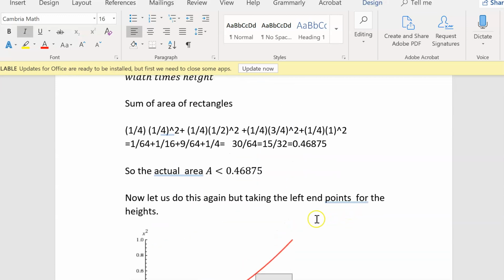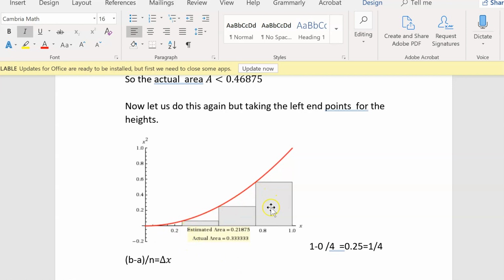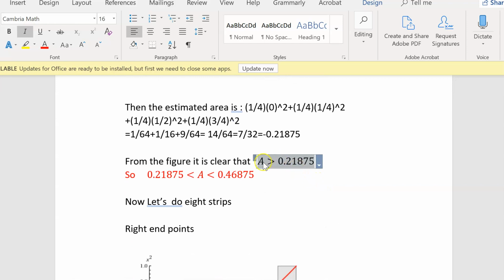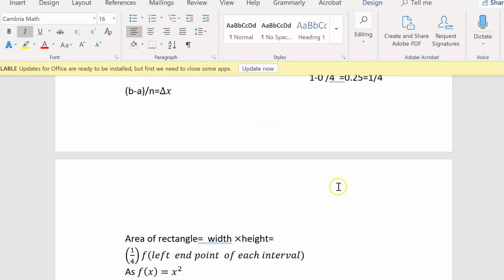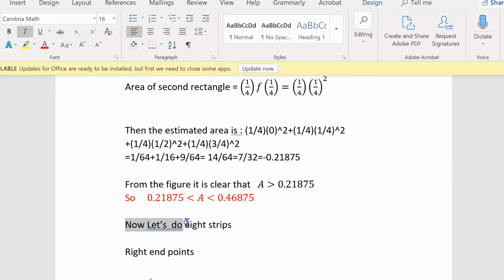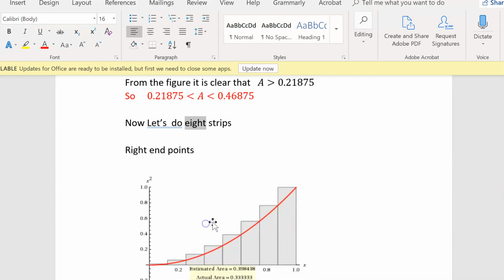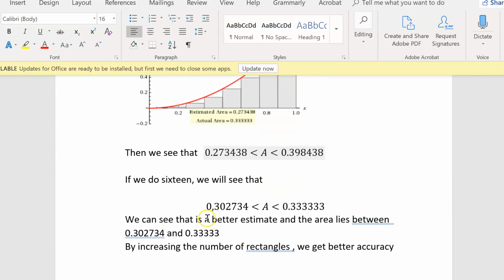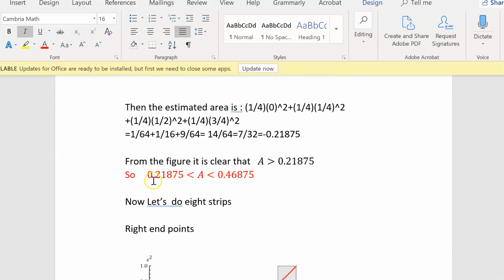And we know by looking at the diagram that this sum of rectangles is less than the actual area. So the actual area is greater than that. If you look at both the above calculations, the actual area is somewhere between the left sum and the right sum. Now we can do it by increasing the strips from 4 to 8, and if we do the same thing using 8 strips this time, we'll get a much better range for A, because you can notice that the A interval here is 0.21875 and 0.46.